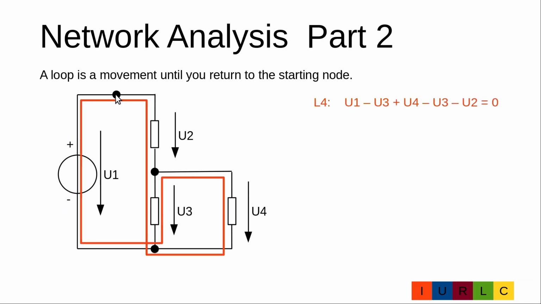We see it in our example L4. We start here, plus U1 minus U3 plus U4 minus U3 minus U2 is 0, and we are back on the starting node. So you see, you can do very complex movements. It's only important that your starting and end point is equal, and all voltages where the arrow is showing in the same direction as your movement are added, and voltages where the arrow is showing against the movement direction are subtracted.